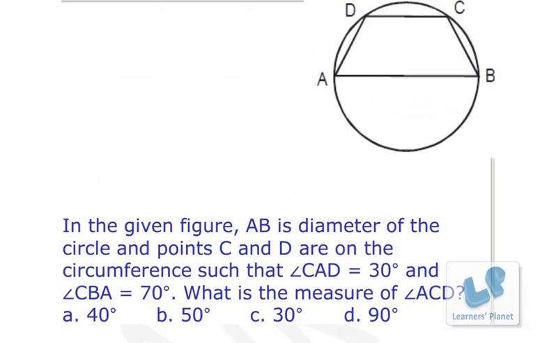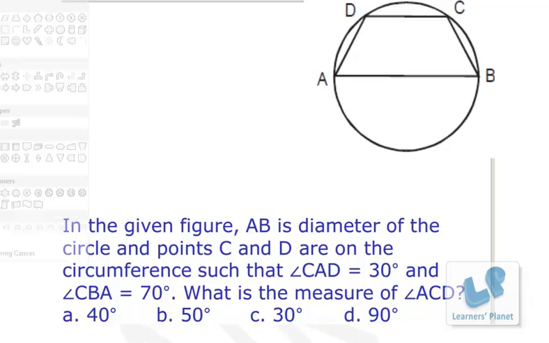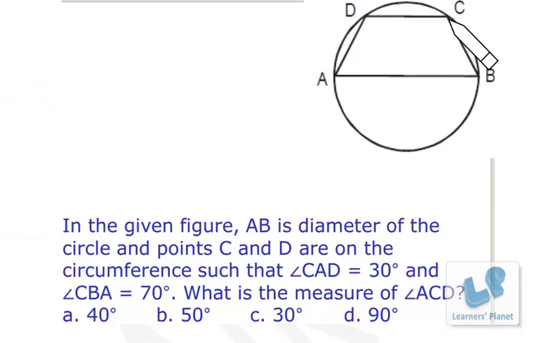In the given figure, AB is the diameter of the circle, and points C and D are on the circumference such that CAD is 30 degrees. Okay, I just draw that. CAD, that means this angle is 30 degrees, and CBA is 70 degrees. CBA, so this angle is 70 degrees. What is the measure of angle ACD? ACD, so we have to find out this angle.